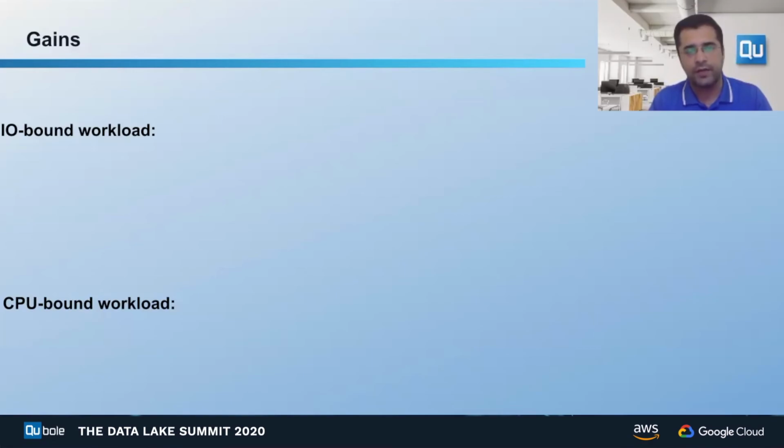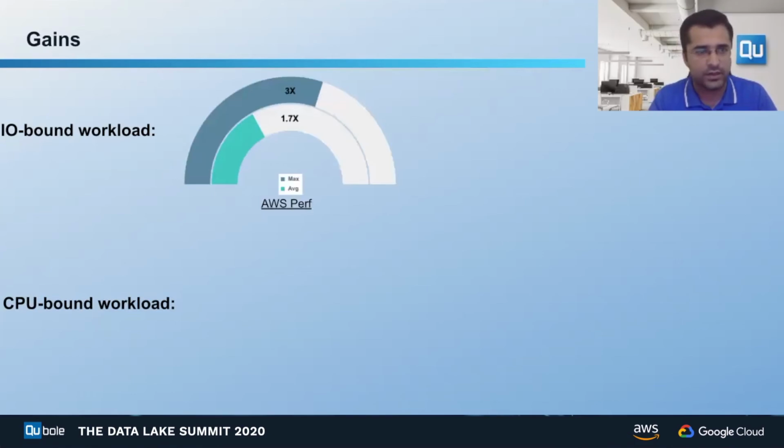For CPU bound, I have kept the bucket in the same region. And if the data is close to your compute, TPCDS is usually CPU bound. If you track your CPU usage, TPCDS is going to keep your CPU usage pegged at more than 90% most of the time. And all of these numbers are with PrestoSQL 317.